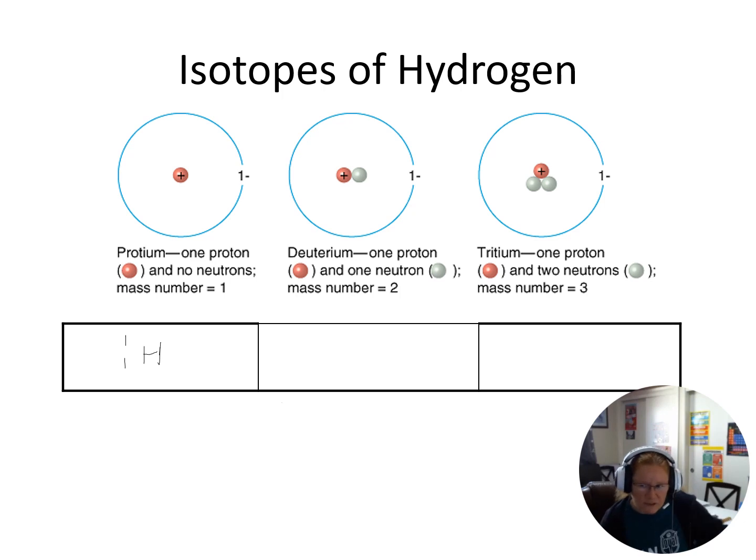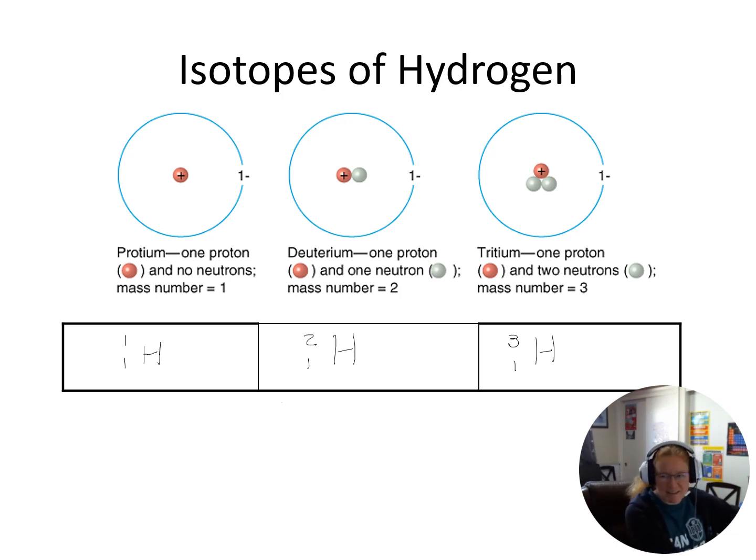Protium is also known as hydrogen 1. Deuterium, I'm going to make a symbol that looks like this. I can also call that hydrogen 2. And then tritium, I can make a symbol that looks like this. I can also call that hydrogen 3. The number that is superscripted in the upper left-hand corner is known as the mass number. That is comprised of the protons plus the neutrons. The number in the bottom left-hand corner is the atomic number, which is simply the number of protons.